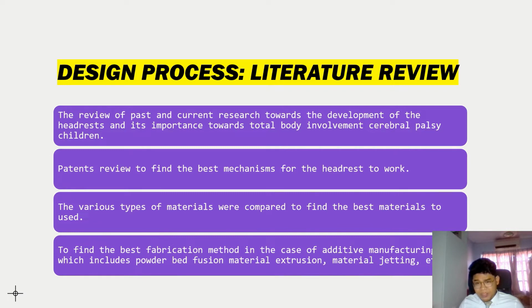The patent review is because there are a lot of mechanisms to choose from, and I chose the simpler one because it is much simpler to assemble and much simpler to maintain. Also, various types of materials were compared to find the best material to use. As you know, there are a lot of materials that can be used for 3D printing, the famous ones being PLA, ABS, PETG, nylon, ASA, etc.